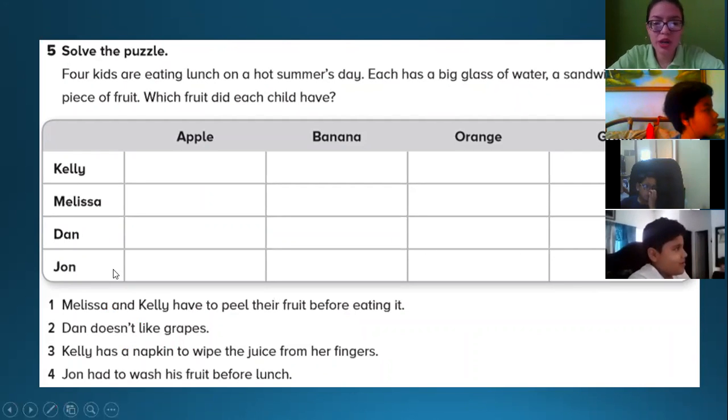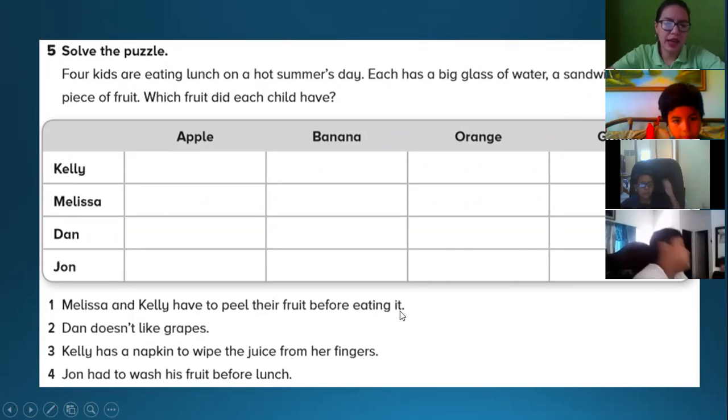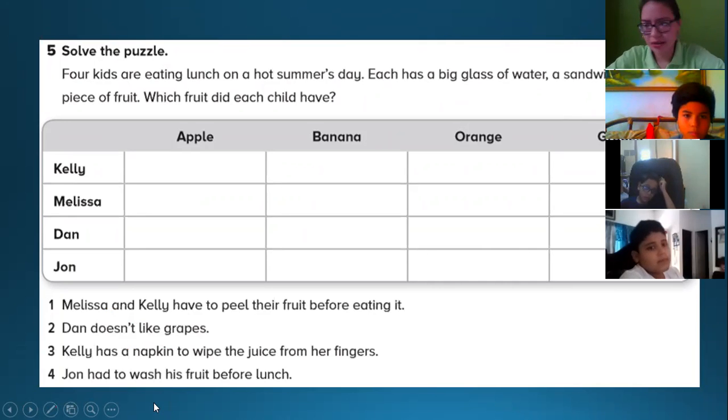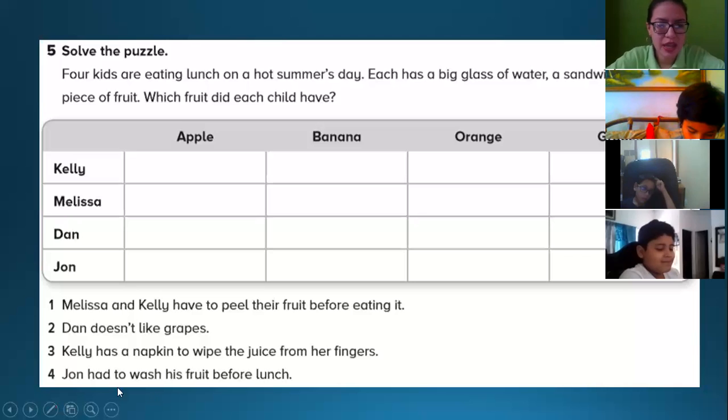Okay, we have number 1 and we have a clue. Melissa and Kelly have to peel their fruits before eating them. This is the first clue. They have to peel that. Dan doesn't like grapes. Dan is a person that doesn't like grapes, so he cannot eat grapes.